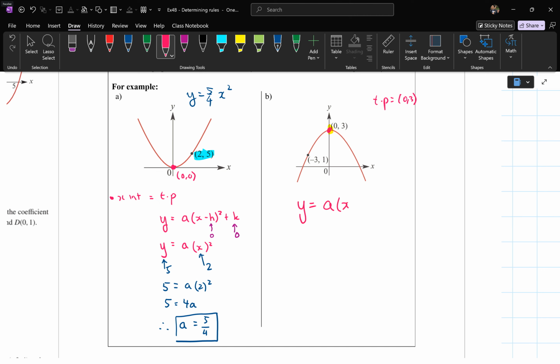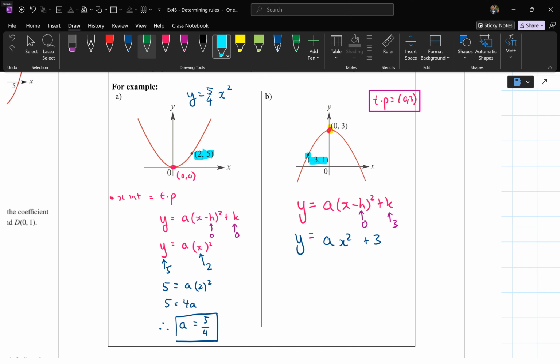Y equals a bracket x minus h squared plus k. What can we say about the parameters? Let's go with Ella. Why knowing the turning point is 0, 3 is going to help me solve this equation? And what would h and k be? Beautiful. So, putting it together, we now have a times x squared plus 3, and that's equal to y, and by the same theory again, they happen to give us another point, negative 3, 1.